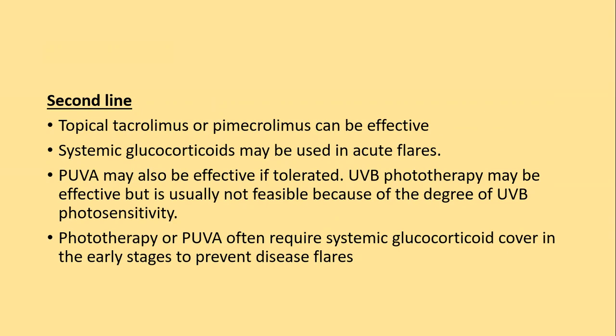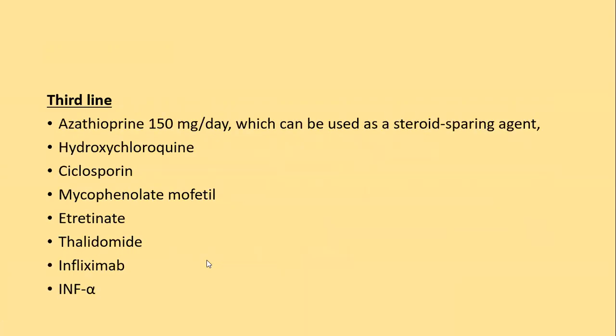PUVA may also be effective if tolerated. UVB phototherapy may be effective but is usually not feasible because of the degree of UVB photosensitivity. Phototherapy or PUVA often requires systemic glucocorticoid cover in the early stage to prevent disease flare. Third line includes immunosuppressives like azathioprine. Dose can be 150 milligrams a day and can be used as a steroid-sparing agent. Other agents include hydroxychloroquine, cyclosporin, mycophenolate mofetil, etretinate, thalidomide, infliximab, and interferon alpha.